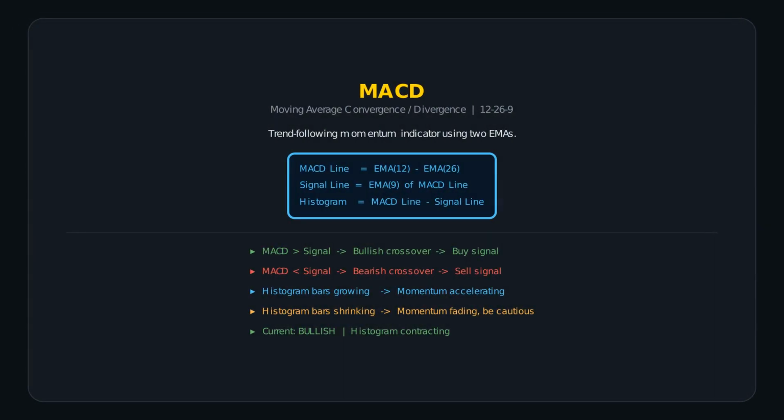Finally, MACD, or Moving Average Convergence Divergence. MACD is built from the difference between a fast 12-period EMA and slow 26-period EMA. When the fast EMA rises above the slow EMA, a bullish crossover occurs. The signal line is the 9-period EMA of the MACD itself. The histogram shows the gap between MACD and signal. When bars are growing, momentum is accelerating. When bars are shrinking, momentum is fading. Crossover points often mark major turning points in the trend.